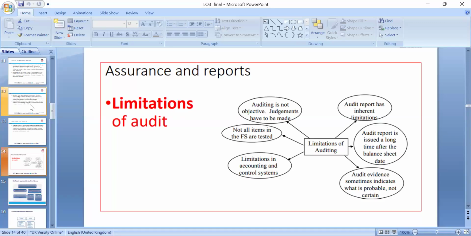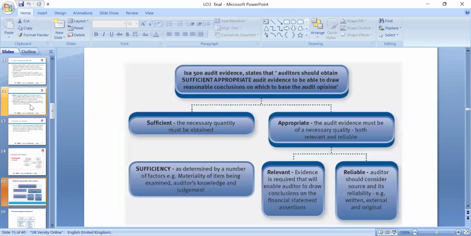So we have to think about audit evidence. Sometimes it indicates what the probe are not certain. So those we need to look around in the light of these financial accounting and audit standards. So we have ISA 500, called audit evidence. The auditors should obtain sufficient appropriate audit evidence to draw a reasonable conclusion about the audit opinion.